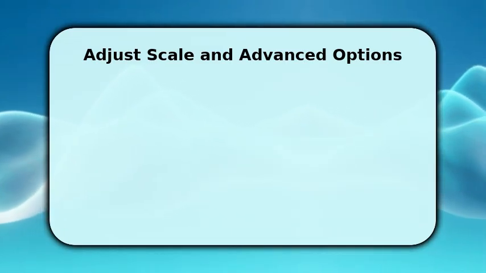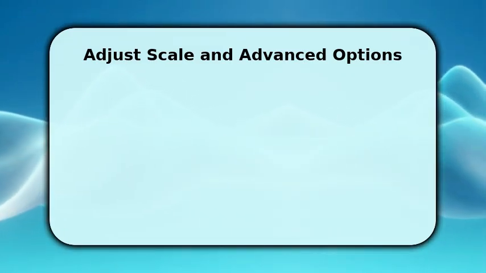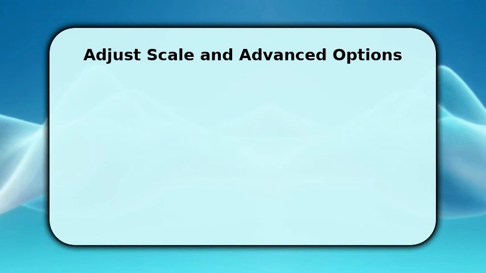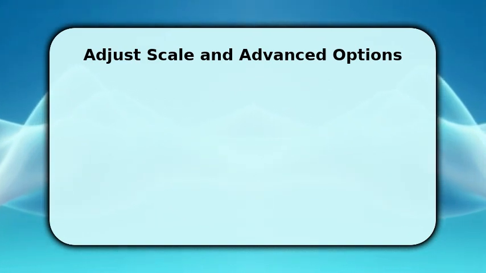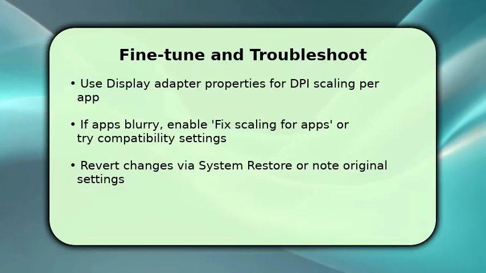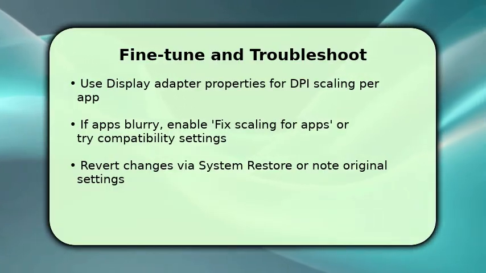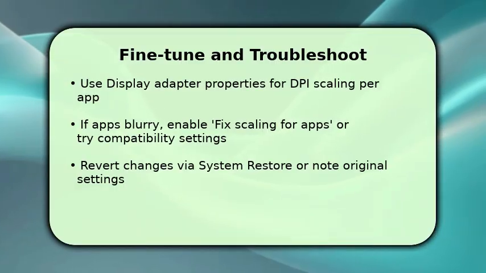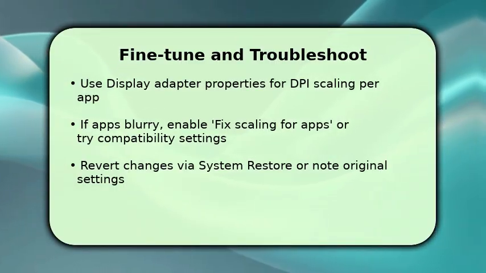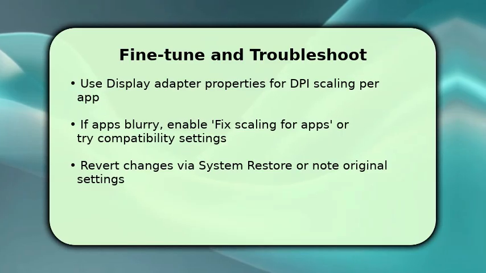Apply the change. Sometimes Windows asks you to sign out to fully apply scaling. Do that only after saving open work. Finish by fine-tuning. Open Display Adapter properties to manage DPI scaling per app and experiment with compatibility settings for legacy programs. This fixes blurry text.